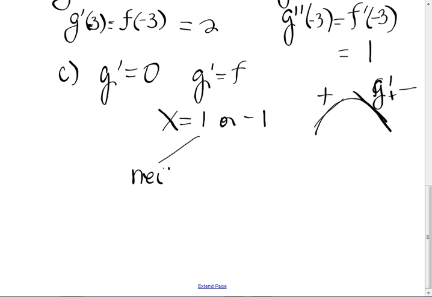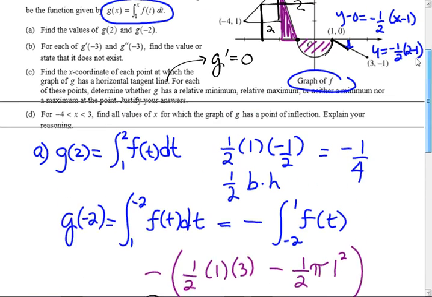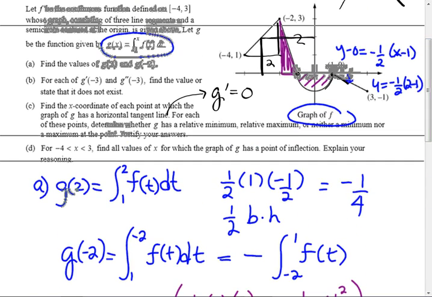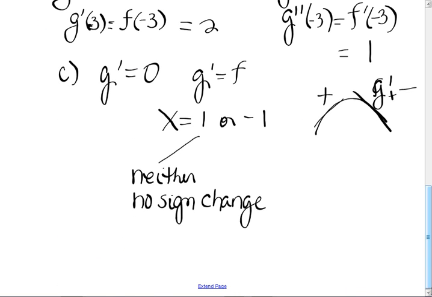Okay, how do I justify it? No sign change. Wait, that's for negative 1, not 1. No, that's positive 1. I almost did it wrong. I would normally have gone left to right, but I wrote it down backwards. So, okay, what about negative 1? My slope goes from positive to negative, so it's a max. And I would say it's a max because G prime goes from positive to negative.